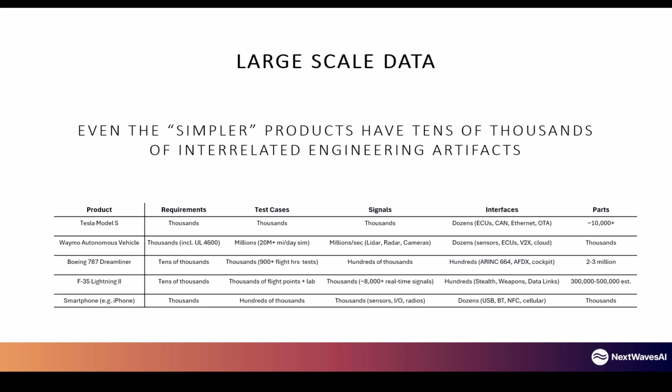All right, so there are a few reasons why traditional searches, navigation, and analytic methods are often not sufficient when you really face this large information model. The first one is scale, right? Because even so-called simpler products like smartphones can easily involve tens of thousands, sometimes millions of interrelated engineering artifacts.